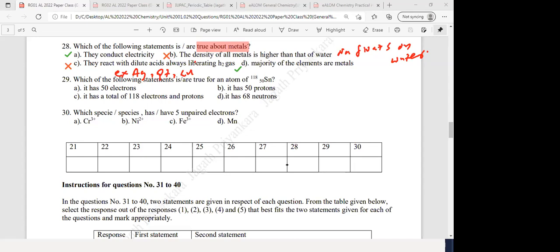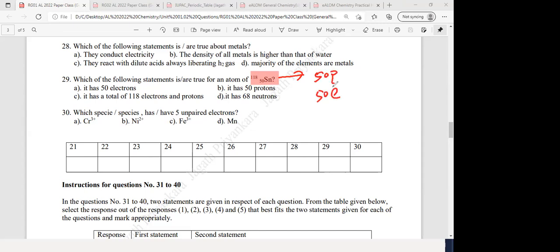Then question number 29. 29th MCQ. Can you quickly post the answer to the chat? Yes. Sometimes within the first 5 MCQs you can get a similar question like this in the oral paper. If you take this one, it has 50 protons, right? 50 electrons. Neutrons will be what? 118 minus 50. How many neutrons? 118 minus 50.